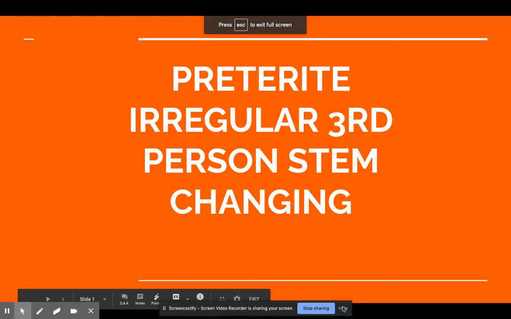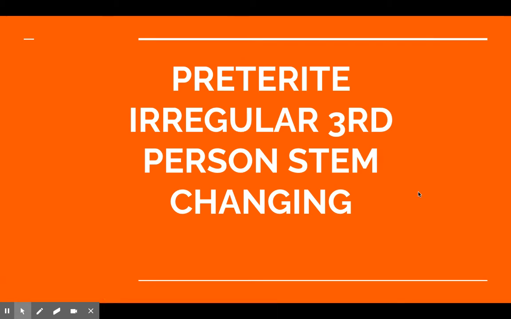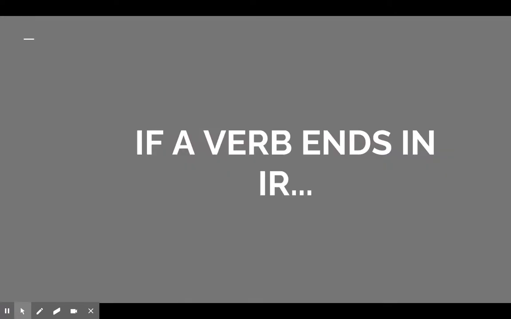So today we're going to be working on the irregular preterite tense in the third person stem change. We've done orthographic, car/gar, and regular preterite tense. And remember that the preterite tense refers to the past, a completed past action. So how do you know if it's third person irregular in the preterite tense?